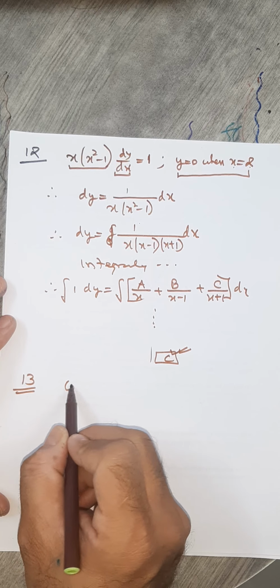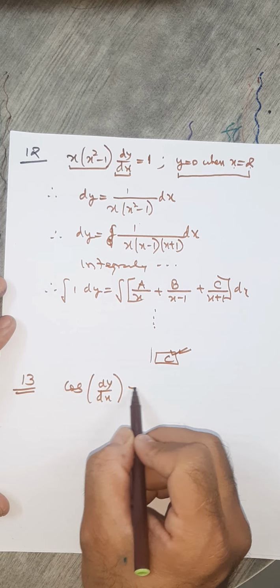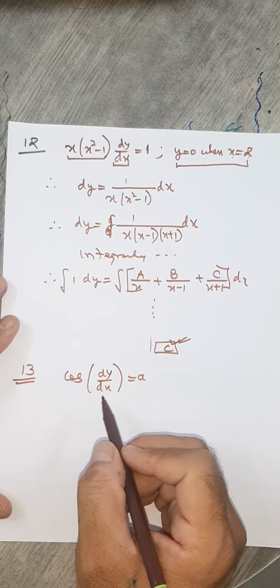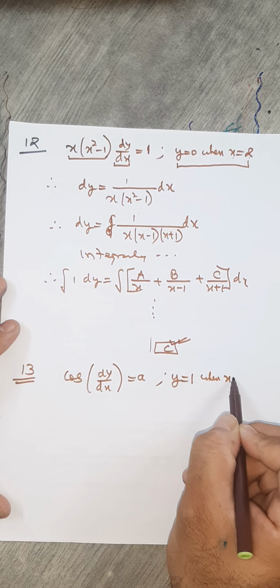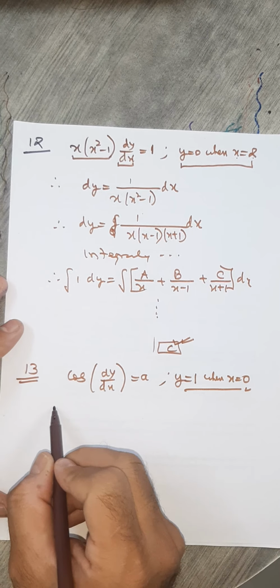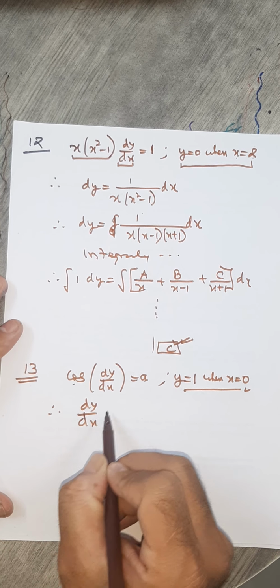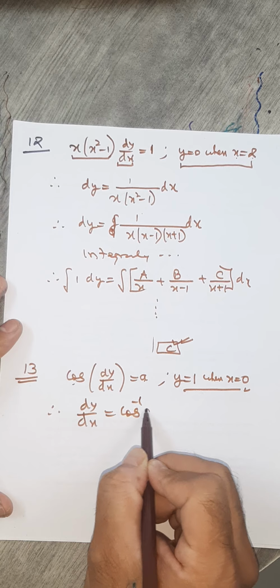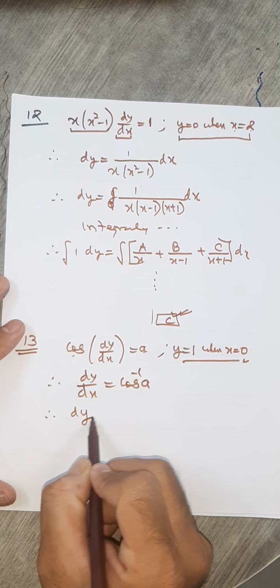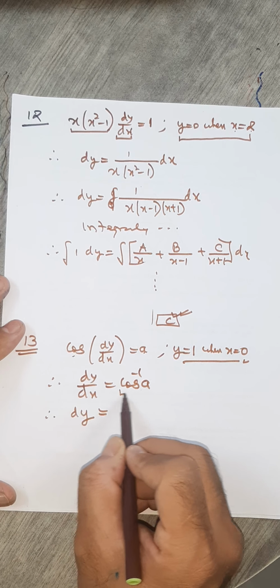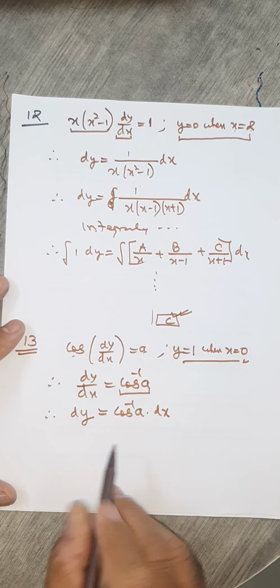13 number: cos of dy by dx equals to a, where a is some constant. Here also you have y equals to 1 when x is 0. What I'll do, this is constant, I'll take over there. So dy by dx equals to cos inverse a, once I take cos on the right hand side. So therefore dy equals to, this is constant, remember, cos inverse a into dx.